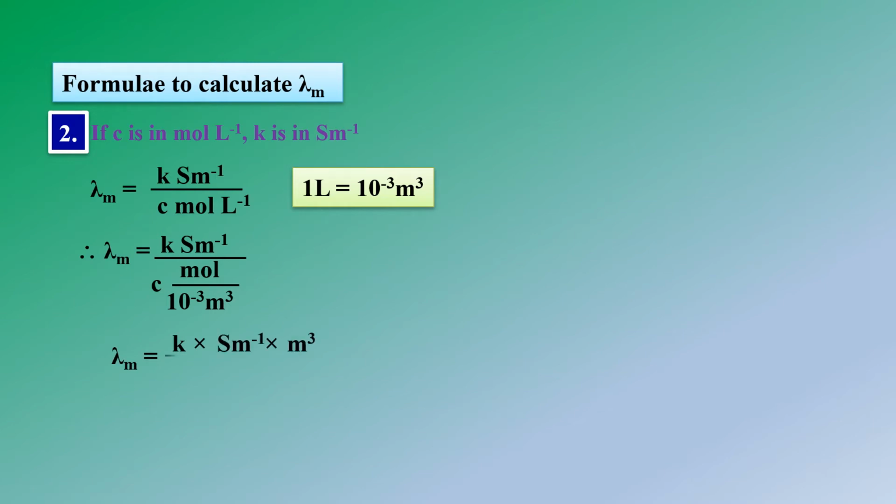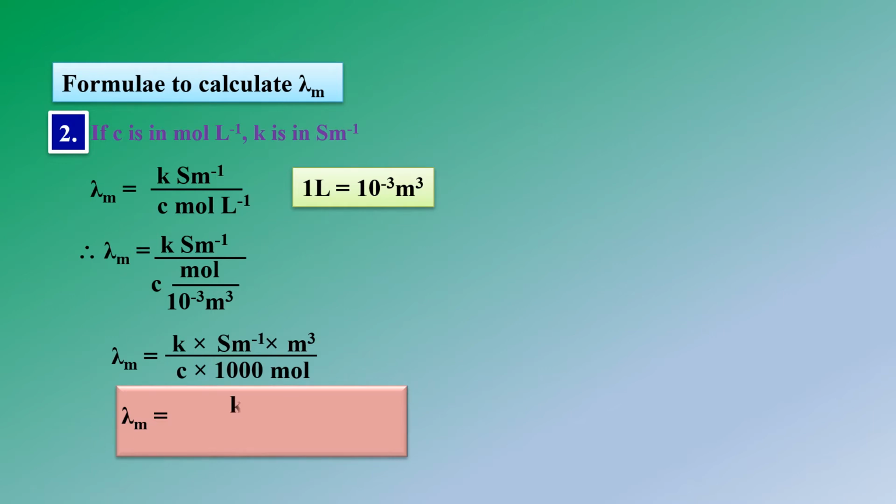Further simplification, lambda m is equal to K into Siemens per meter into meter cube divided by C into 1000 mole. Therefore, lambda m is equal to K divided by C into 1000. So the unit is Siemens meter square per mole. Look here, we have Siemens per meter and here meter cube. Remaining is meter square, and this mole is taken upside, it will become per mole. So this is the formula to calculate molar conductivity if C is in moles per liter and K is in Siemens per meter.